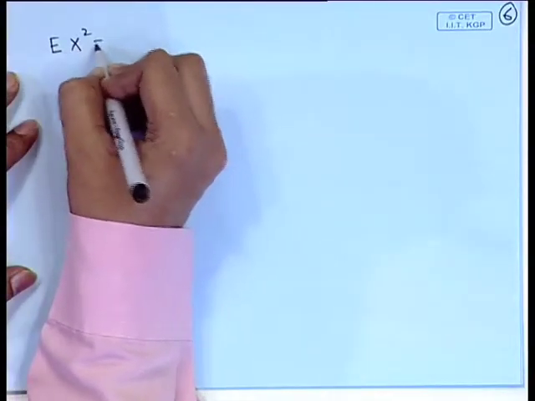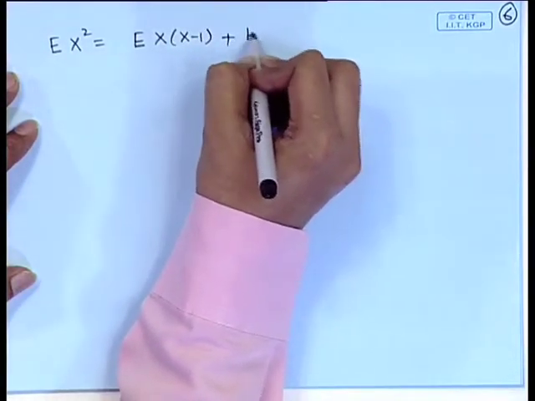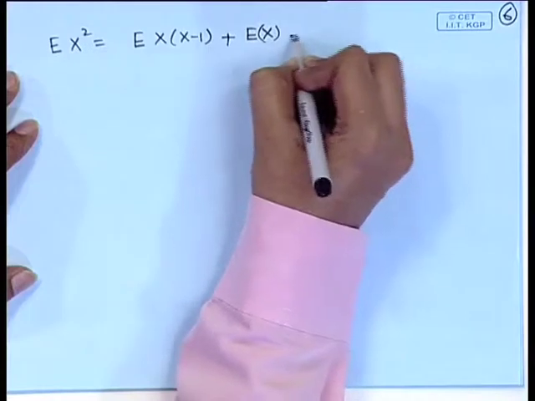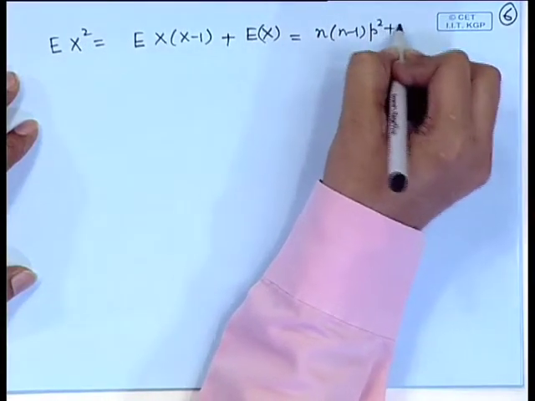So, the second factorial moment is n into n minus 1 p square. We may utilize this to calculate expectation of x square, because expectation of x square is expectation of x into x minus 1 plus expectation of x, and we substitute these terms. So, it is n into n minus 1 p square plus n p.